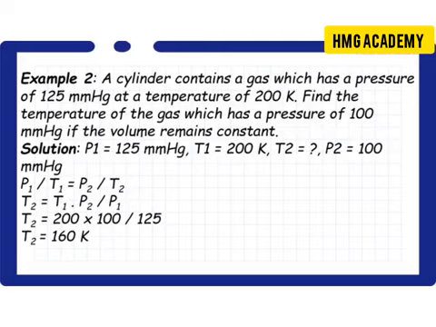Of course, using our formula, P1 over T1 equals P2 over T2, making T2 the subject of the formula. If we input our figures, we are going to have 160 Kelvin as the value for T2.